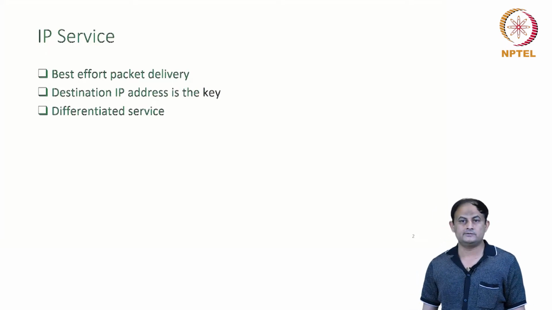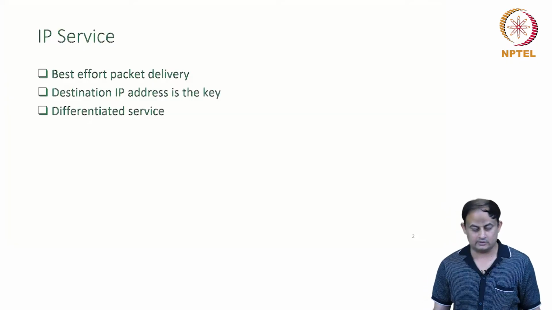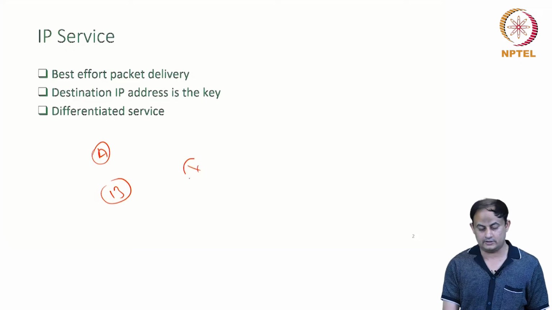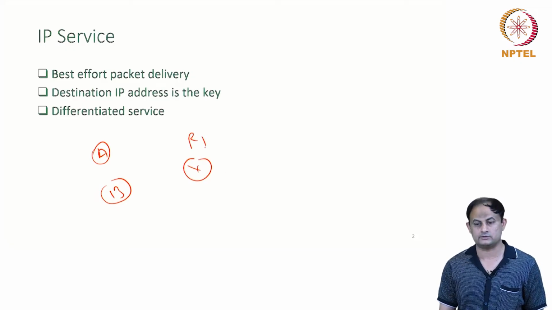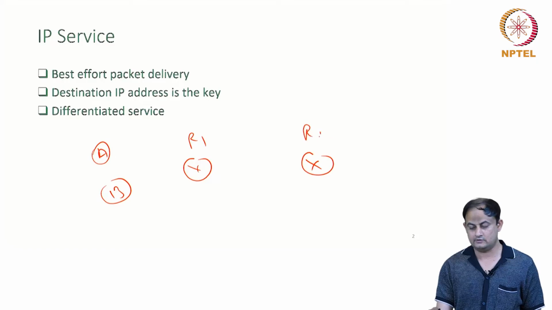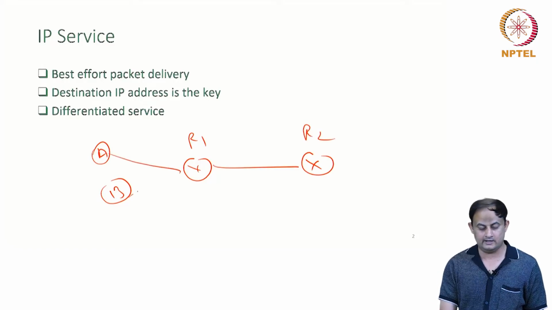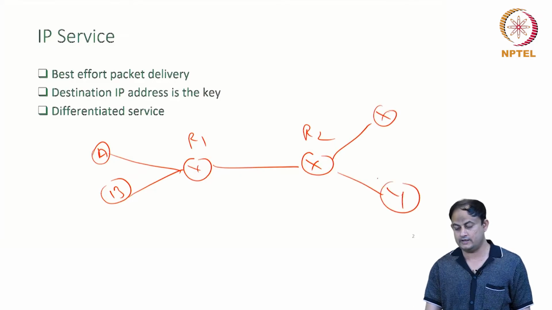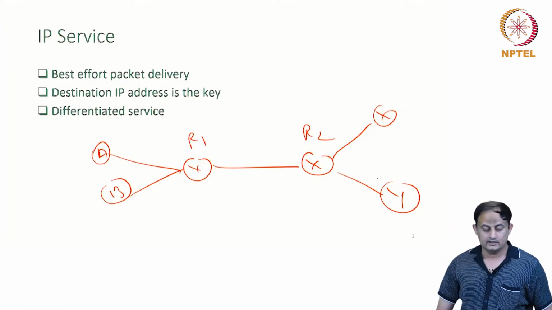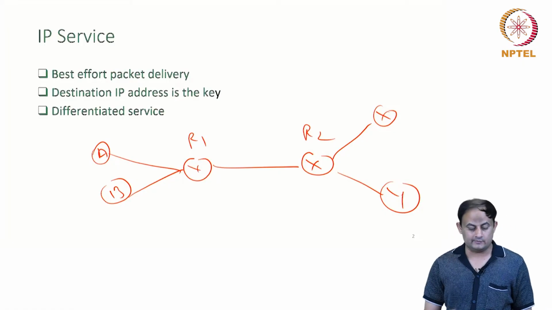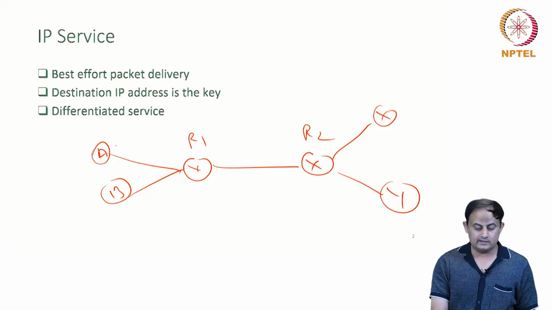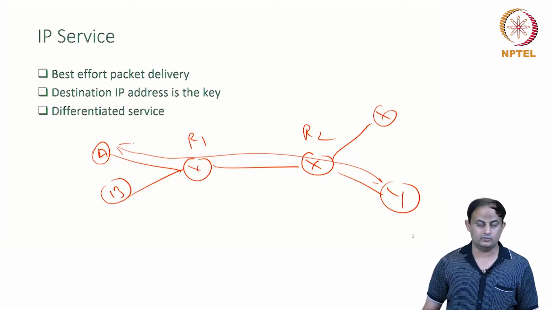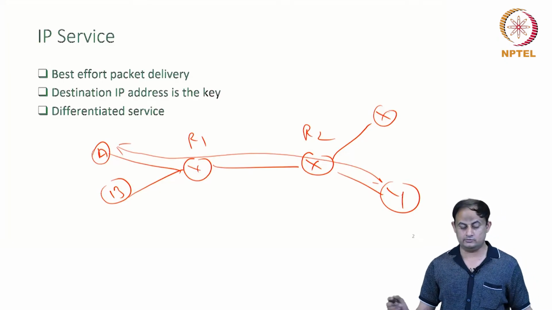What it means is, let's say there are two computers, A and B, and a router; let me call this router R1, and there is a second router, R2. They are connected, and A and B are connected to router R1, and there are two other computers, X and Y, connected to router R2. Differentiated service means that every time A and Y talk to each other, you provide a priority-based service to these two endpoints.